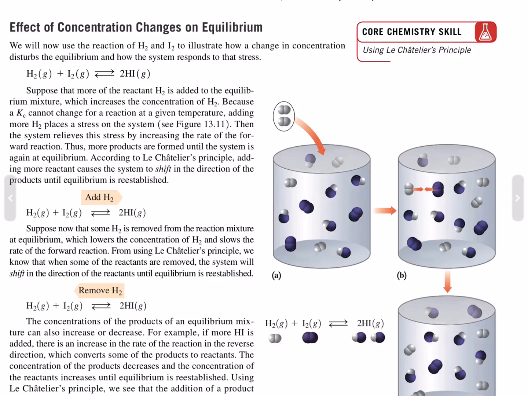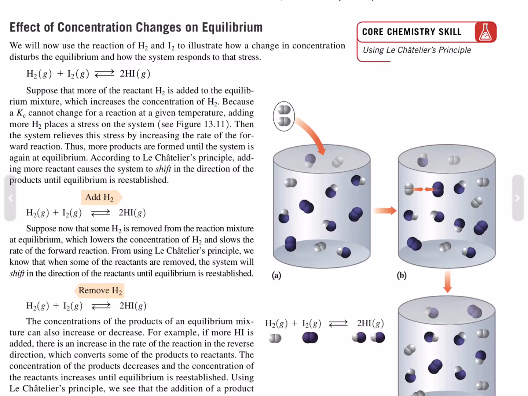Because the Kc cannot change for a reaction at a given temperature, adding more hydrogen places a stress on the system. Then the system relieves the stress by increasing the rate of the forward reaction. Thus, more products are formed until the system is again at equilibrium. According to Le Chatelier's principle, adding more reactant causes the system to shift in the direction of the products until equilibrium is reestablished. So adding hydrogen will give more product, and it shifts to the right.